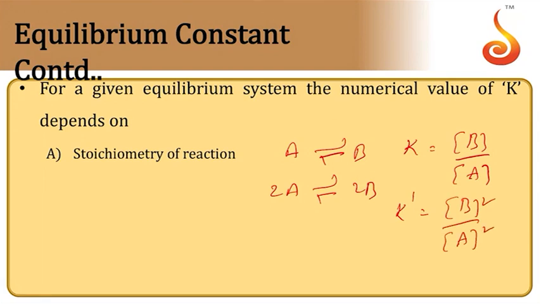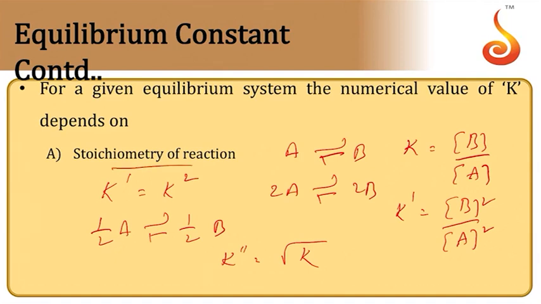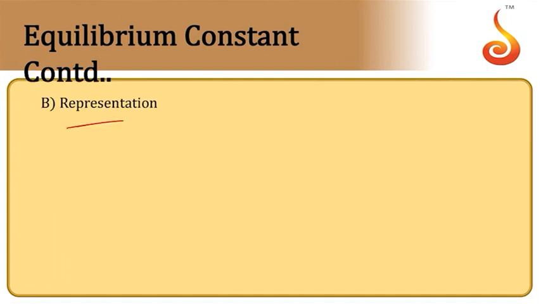Means if you multiply throughout by 2, the value of the new equilibrium constant becomes the square of the previous one. So K dash became equal to K square. If I divide throughout by 2, that is, half of A giving rise to half of B, then the new value K dash will be equal to square root of K. Multiplying throughout by 2, it will be squared. Dividing by 2, it is going to be root of that. So it depends upon the stoichiometry of the reaction, upon how we represent the reaction.